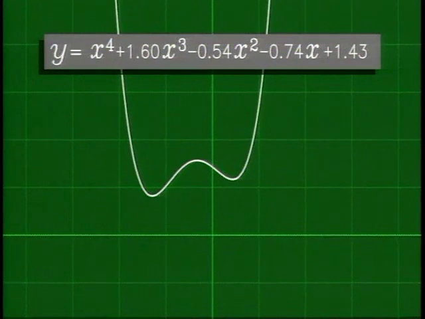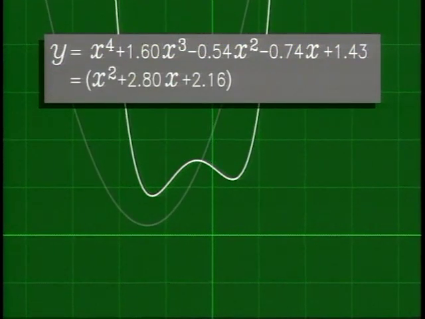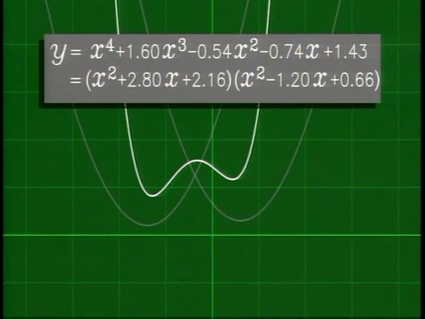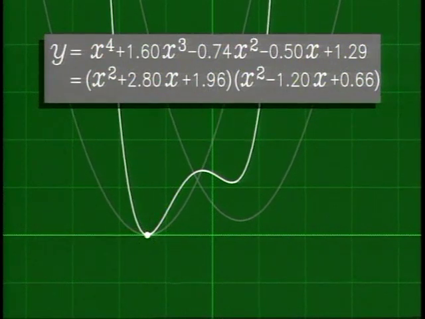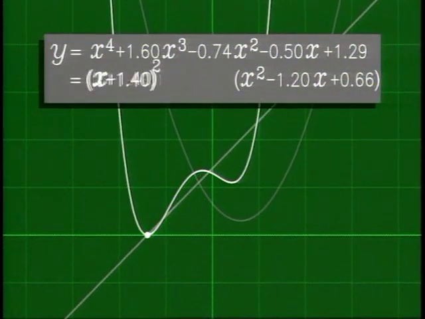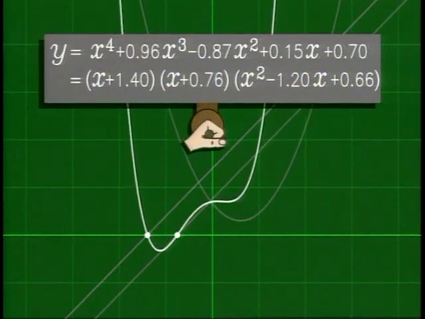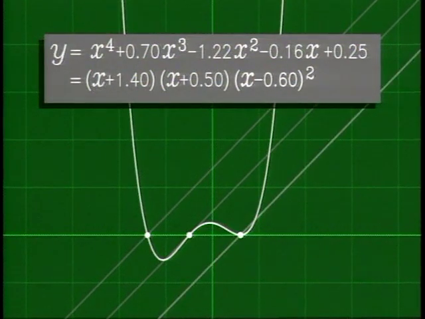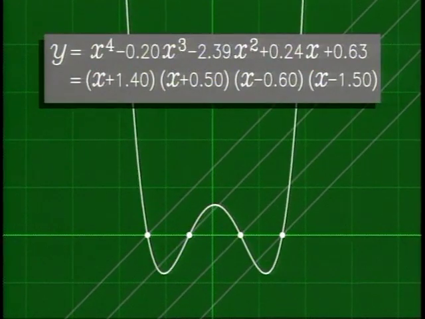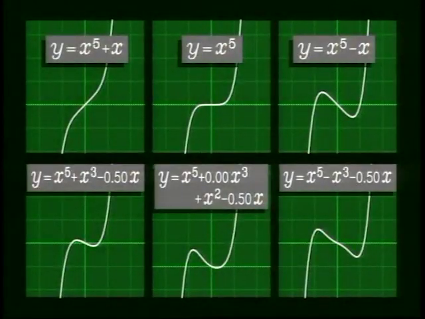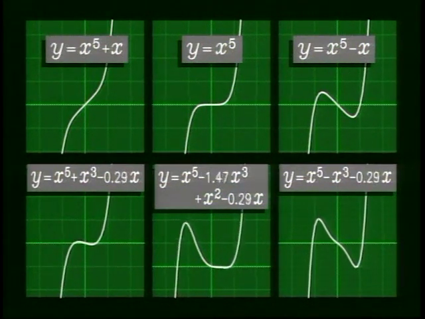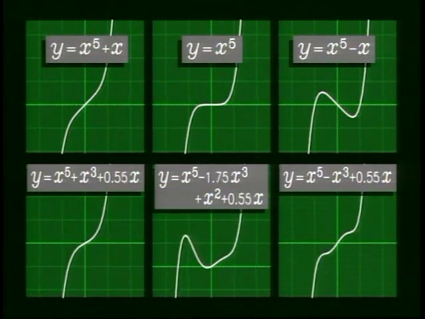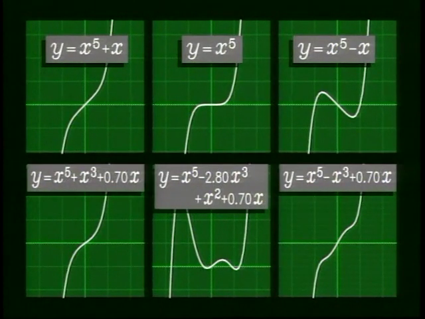Every fourth-degree polynomial can be factored into two quadratic factors, and the polynomial has the same number of zeros as its factors. The number of distinct zeros can be none, 1, or 2, 3, or 4. For polynomials of degree 5, there are many more basic shapes. And for polynomials of higher degree, there are even more.